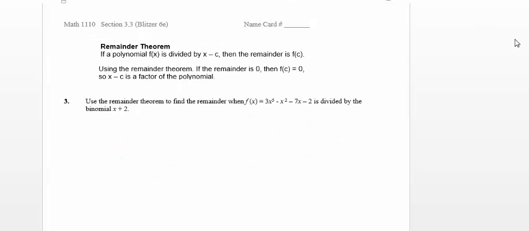The remainder theorem tells me if a polynomial f of x is divided by x minus c, the remainder is f of c. Using the remainder theorem, if the remainder is 0, then f of c is 0. And that means x minus c is a factor of the polynomial. So let's use the remainder theorem for our function f of x.